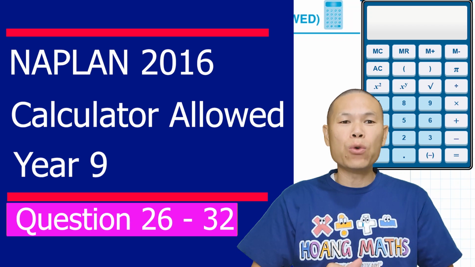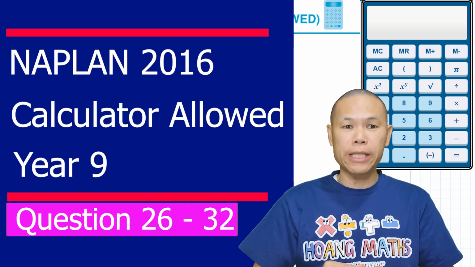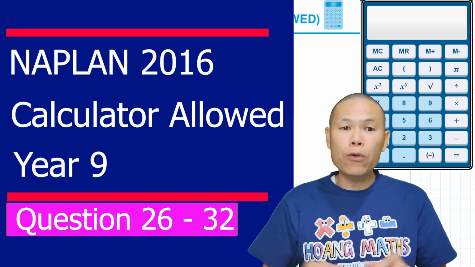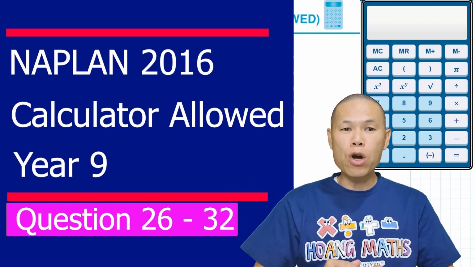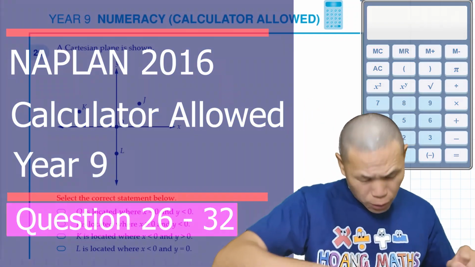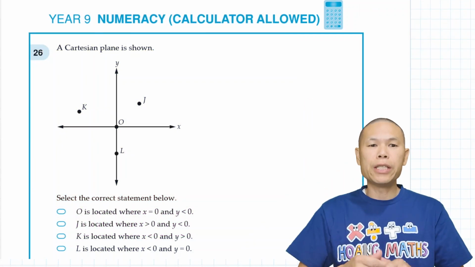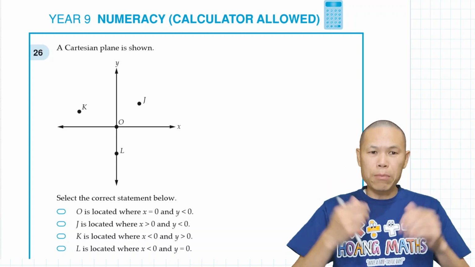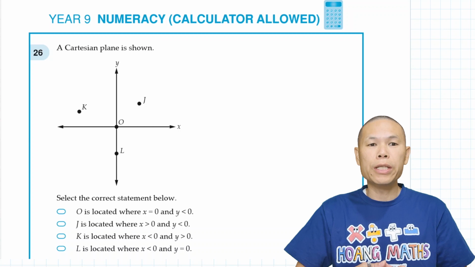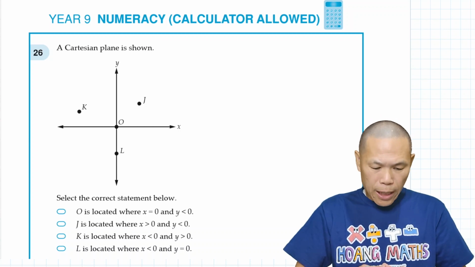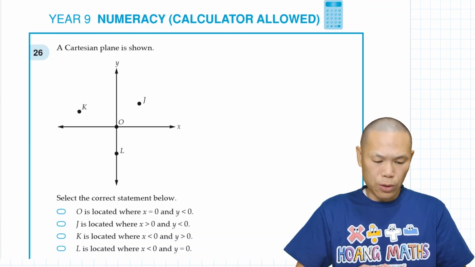In this lesson, we're going to work on one of the past numeracy test papers. Of course, there is a PDF version in the description below for you to download so you can work with me. Otherwise, let's go straight into it. This section is a calculator part, so we are allowed to use a calculator. Keep that in mind. Question number 26: a Cartesian plane is shown. Select the correct statement below.